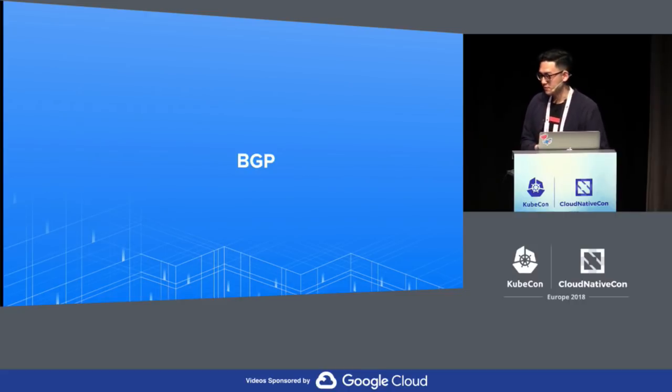How do we integrate our systems with this data center network? So it turns out there's actually a protocol that's older than probably most of us in this room called BGP. And it's a protocol that lets us actually communicate with the switches to actually configure routes in our data center.